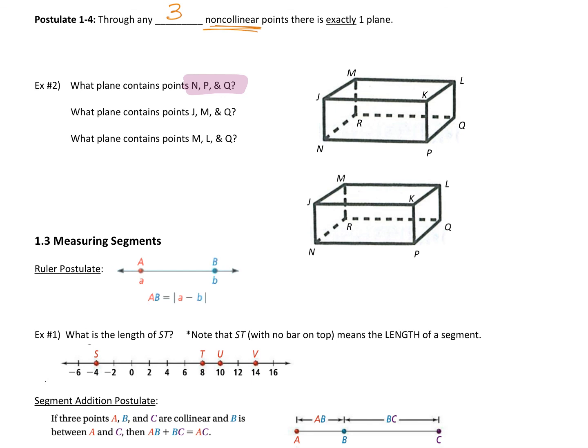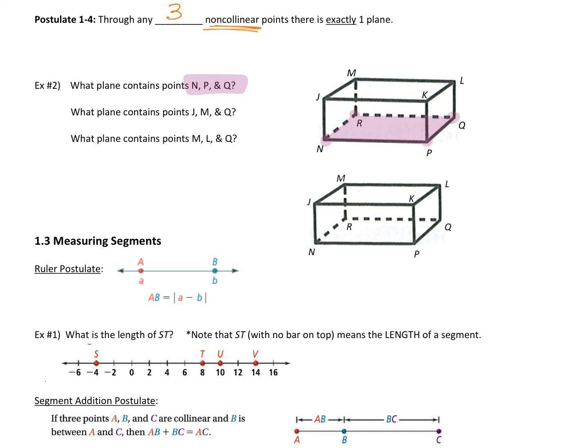All right, so in example 2 here, it says what plane contains points N, P, and Q. So take a look. Here's N, here's P, here's Q. Top, bottom, left, right, front, back. Which plane has all 3 of those points? The bottom, okay? What's your 4th point if you had to put a 4th point with it? R, yeah. So the plane that contains all of those points is this plane right here.